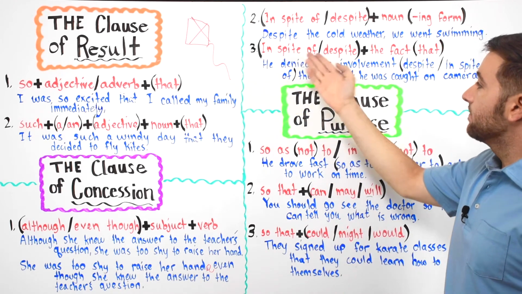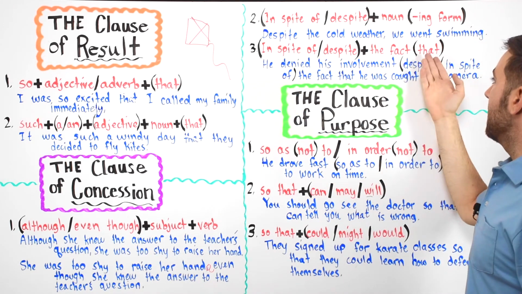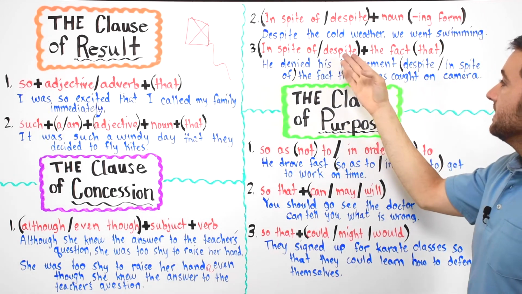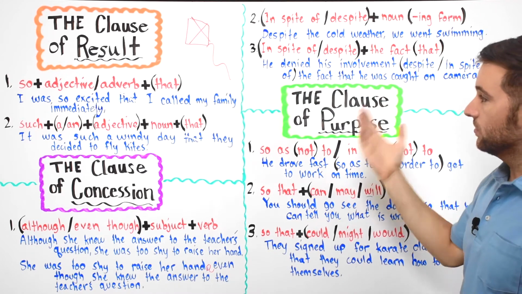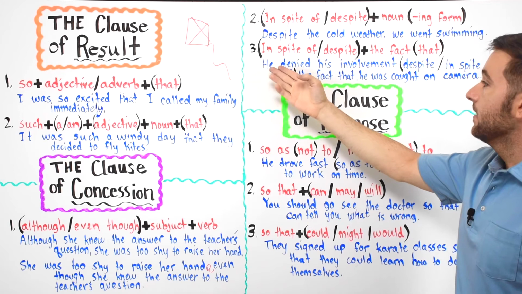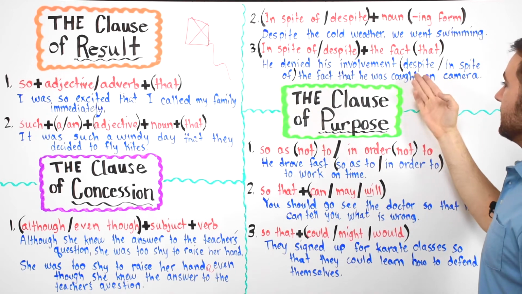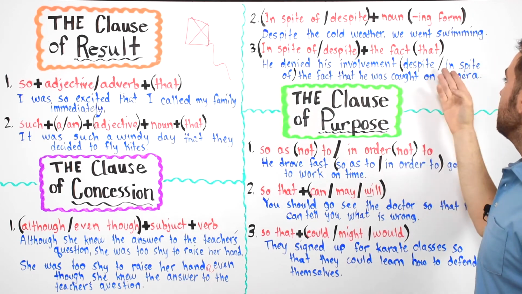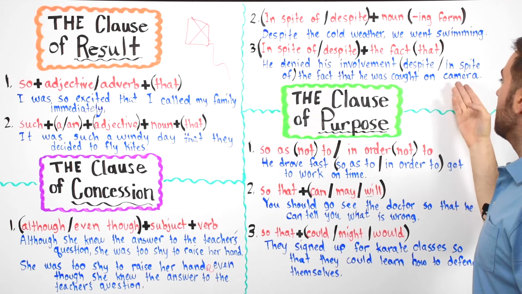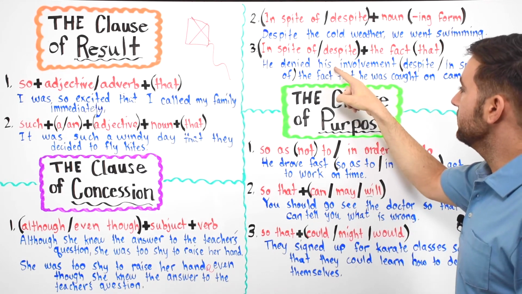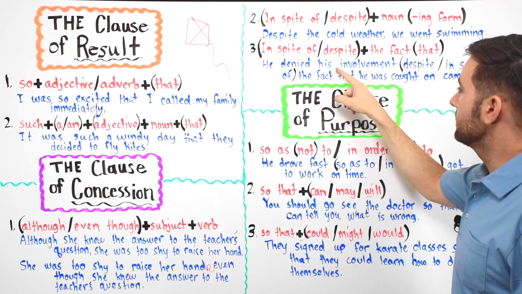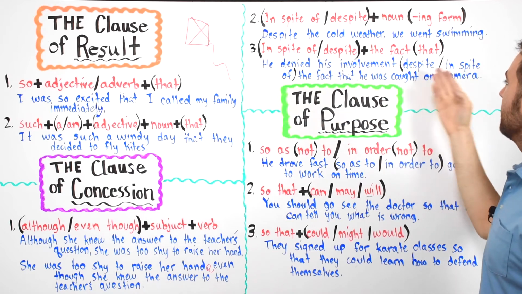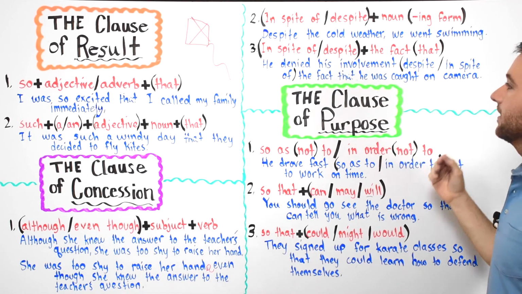Number 3, in spite of the fact that, also we have that like we have it right here. You can admit it, okay? Or you could say despite the fact that, so you could choose which one you want to use. He denied his involvement despite the fact that he was caught on camera. Or you could say he denied his involvement in spite of the fact that he was caught on camera. Okay, and remember, we don't have to use that if we don't want to. Okay, you could say, he denied his involvement despite the fact he was caught on camera. He denied his involvement in spite of the fact he was caught on camera.